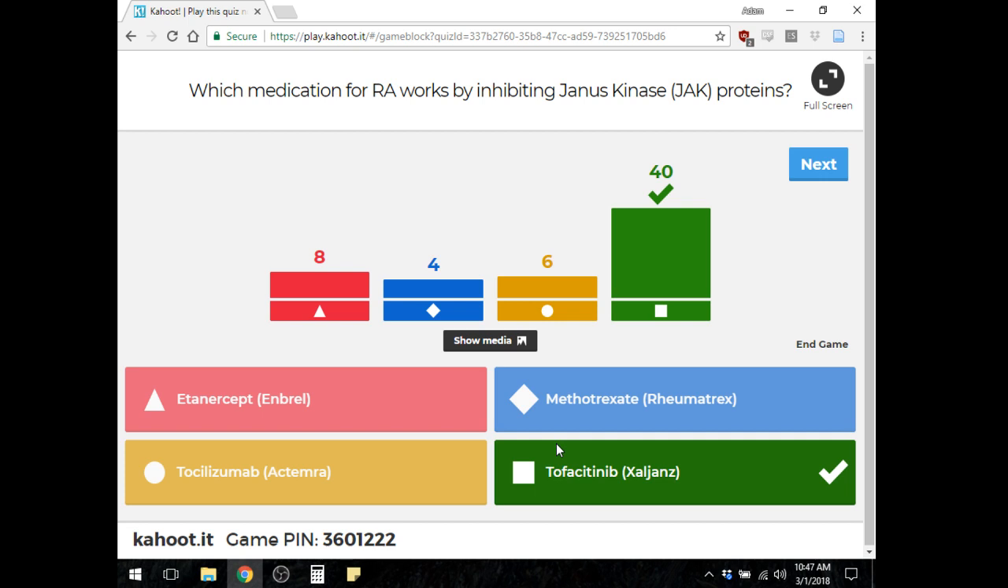Leflunomide plus these other biologics? Yeah, you can certainly use that. It's no problem. So again, it's just not mixing two biologics, but certainly non-biologic plus a biologic is totally fine. And also multiple non-biologics are okay too. So like you did methotrexate plus leflunomide. Because again, before we had biologics, that's all we had, and that's kind of what we did, right? Makes sense? Okay. All right.